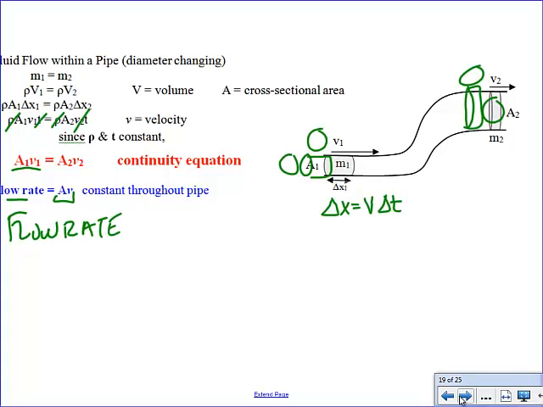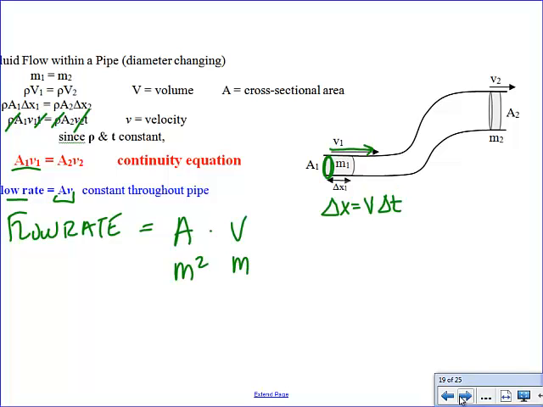So no matter where you look in the pipe, if you take the cross-sectional area times the velocity, you get a constant value. Now that flow rate, because it's area in square meters times velocity in meters per second, is equal to meters cubed per second. And so really there are two ways that I like to think about flow rate. Sometimes it's useful to think about flow rate as a cross-sectional area actually traveling through the pipe at a certain speed. That would be area times velocity.